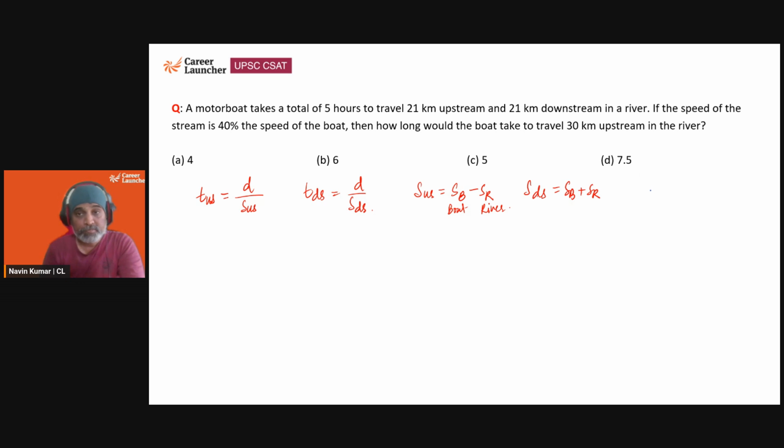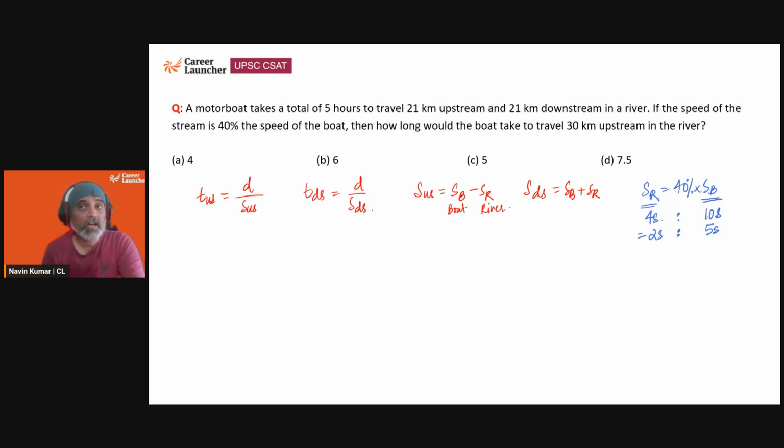Second thing is, when it is given that speed of the stream is 40% the speed of the boat, what we can do is assume the speed of the boat to be a particular variable or value, and speed of river accordingly. So speed of the boat, I'm going to take as 10s. So 40% of 10s, speed of stream, will become 4s. To make the calculation a little easier, I can take the ratio of these two and write down 2s and 5s, because it's easier to calculate with 2 and 5 as compared to 4 and 10.